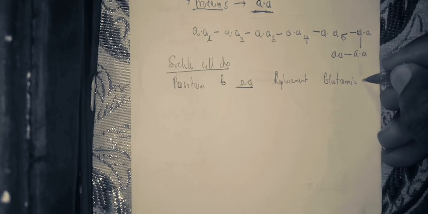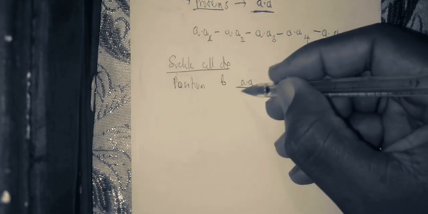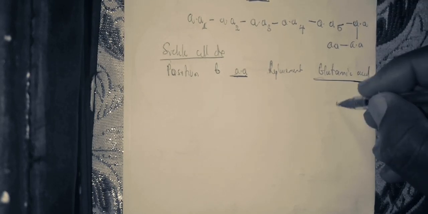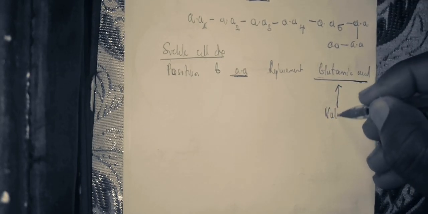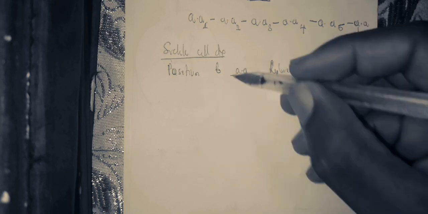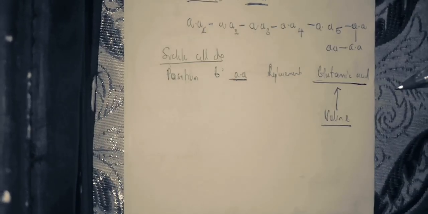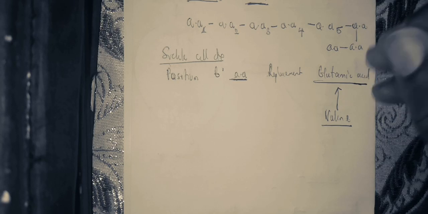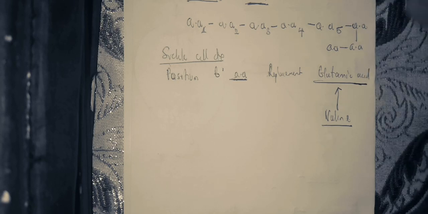So normally there's supposed to be glutamic acid at position number 6 of the amino acid of the beta globin chain, but there is a replacement by valine. So valine replaces glutamic acid at position 6 of the amino acid. So that's the abnormality. Is it clear?